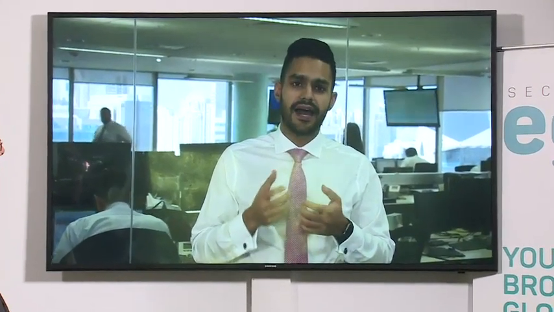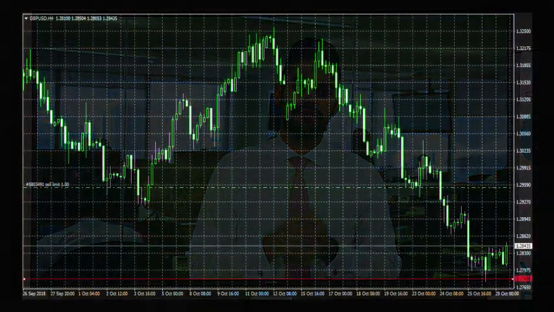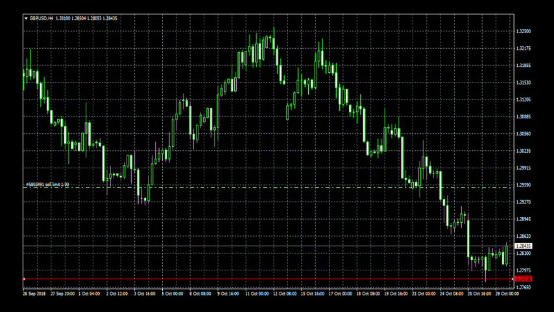Also, I am watching very, very closely the performance of the British pound against the US dollar. The pound is in a very, very tight range in the past 2 or 3 days. We had a lot of selling pressure coming in at the end of last week. And overall, I'm watching for that level of 1.2780 in the GBP against the USD.